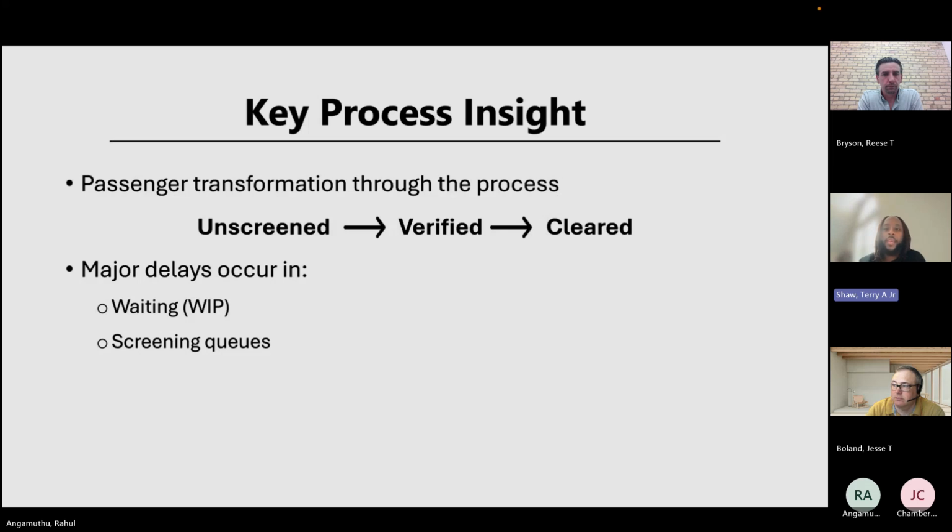The steps like ID verification and screening are necessary and directly contribute to safety, so those are considered value added. However, a large portion of the total time spent in this process actually comes from waiting, whether that's standing in line before screening or waiting for an available capacity at the checkpoint. That waiting time doesn't add value for the passenger, but it makes up a significant part of the experience. Because of that, it becomes one of the main contributors to long TSA wait times and represents a key area where improvements can be made.